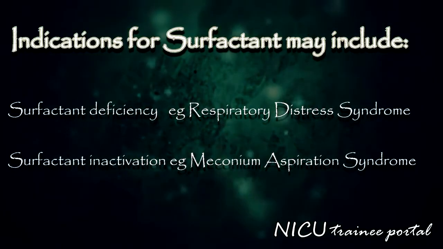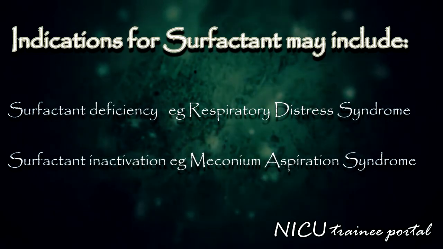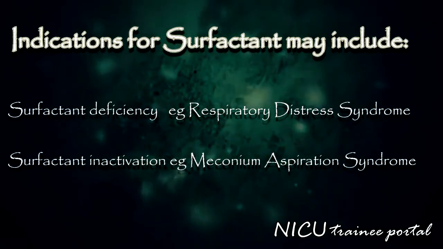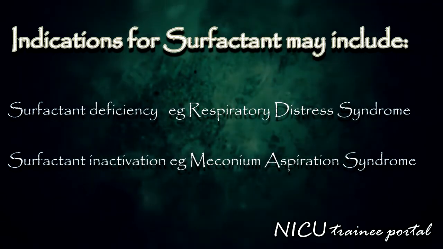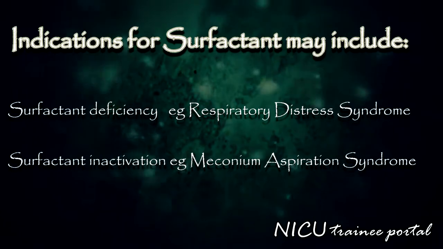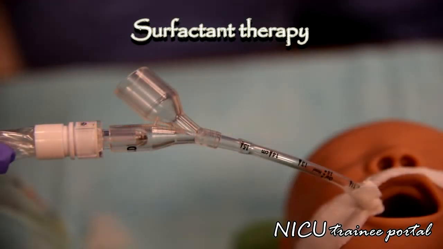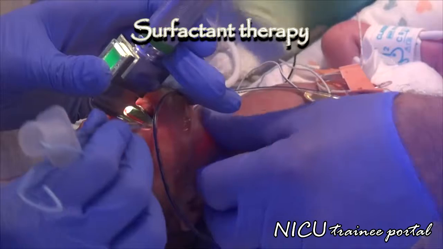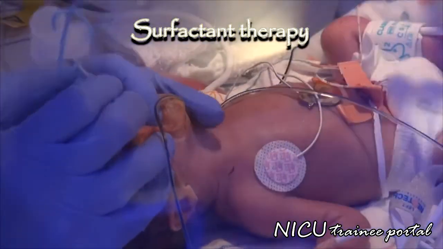Indications for exogenous surfactant replacement therapy include infants who have surfactant deficiency, such as preterm infants with respiratory distress syndrome, or surfactant inactivation, such as infants with meconium aspiration syndrome. Surfactant may be given as either prophylactic or as rescue treatment and is delivered via the intratracheal route. Prior to administration, it is important to ensure proper placement and patency of the endotracheal tube.